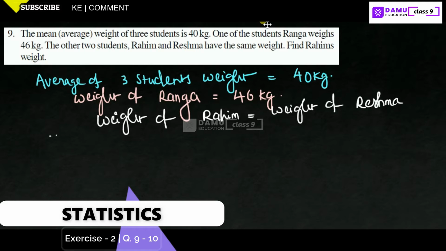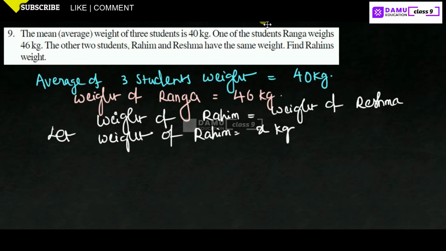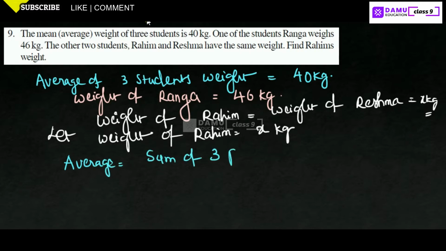So let the weight of what we have to find, Rahim's weight, be x kg, and the weight of Reshma is also x kg, because they are the same. Now, the average will be equal to the sum of the 3 students' weights divided by the number of students.